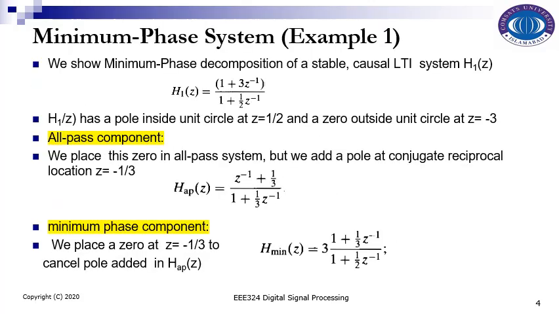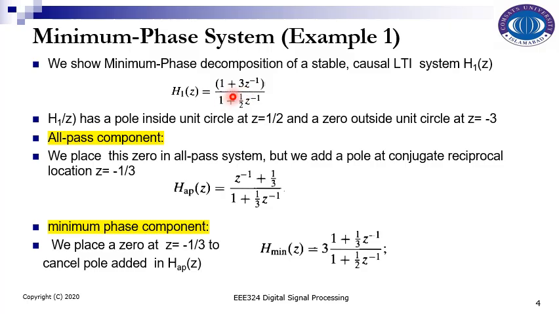So to understand the steps of minimum phase decomposition, let's take an example. In our example, we have a system function h1 of z, which is stable and causal. Since it's stable, its pole is inside the unit circle. We can see that the pole is at location z is equal to 1 by 2. But the 0 is at z is equal to minus 3. So over here we see there is a 0 located at minus 3.